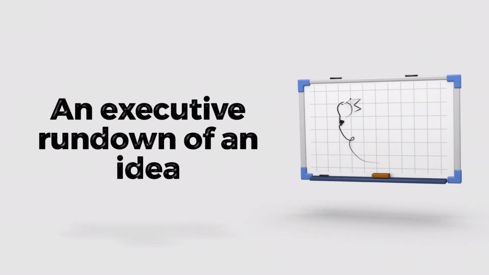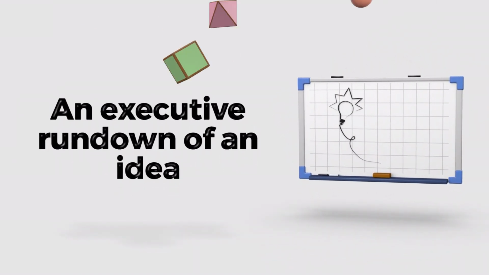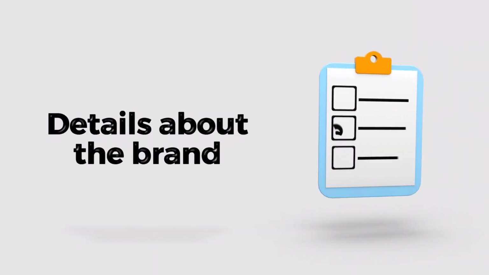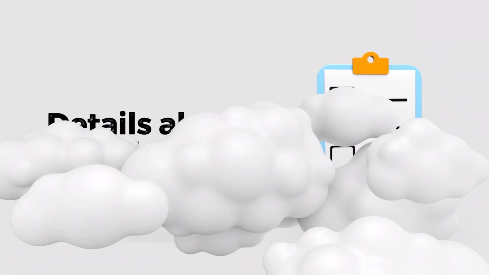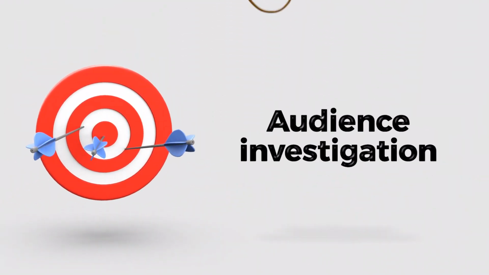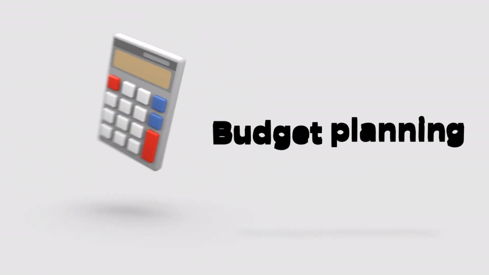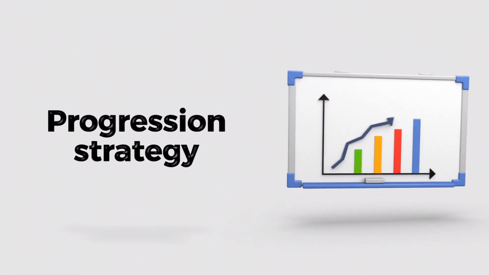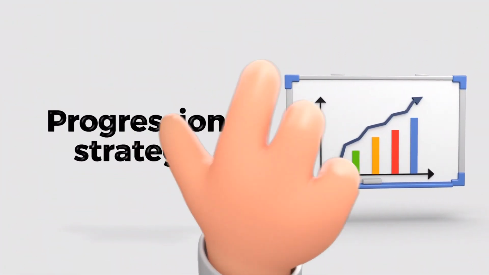First of all, an executive rundown of an idea. Next step, which is also crucial, is a market analysis. Also, you have to come up with the details about the brand. Audience investigation is a must for a successful project. Budget planning is another highly important step. Progression strategy is the final point of the business plan.